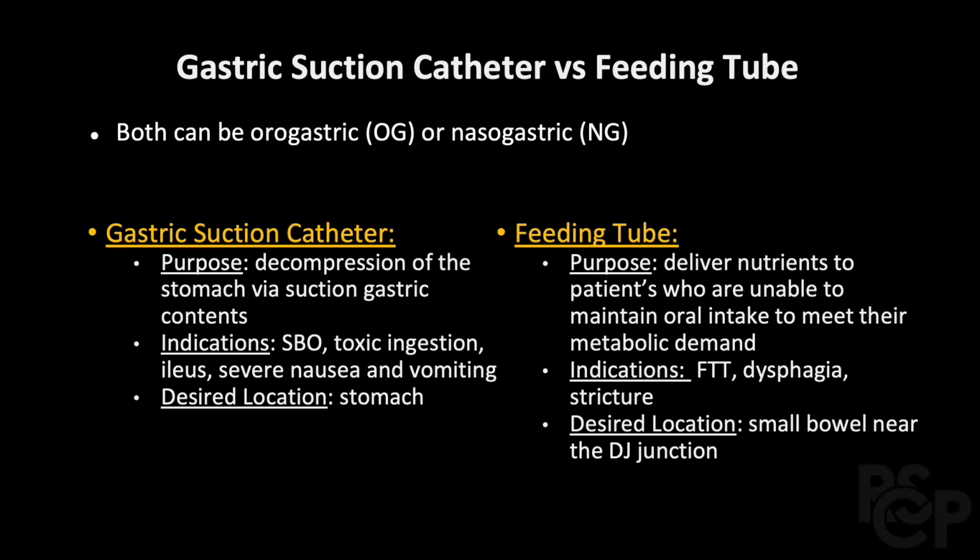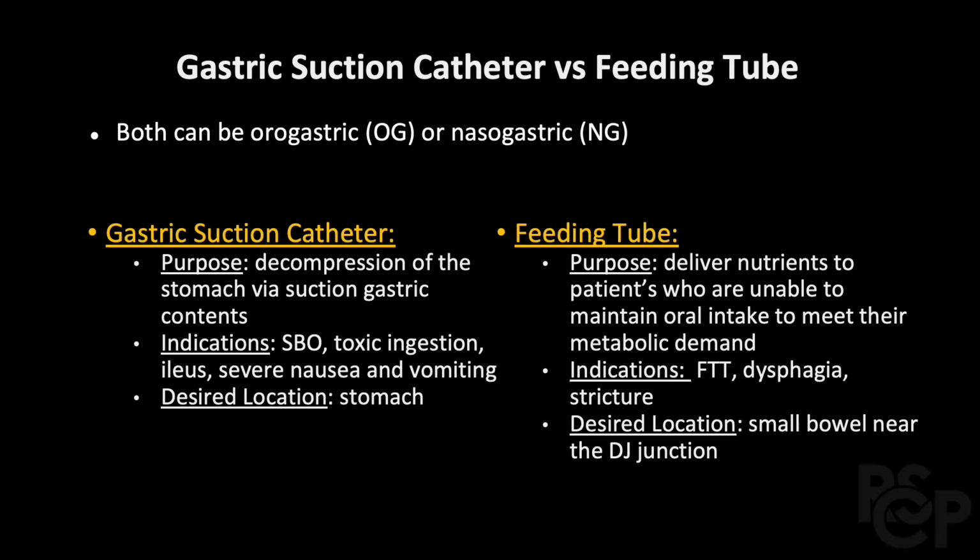A gastric suction catheter is used to decompress the stomach by suctioning out the gastric contents. Some of the indications for this catheter are small bowel obstruction, toxic ingestion, severe nausea and vomiting, anything in which the patient would benefit from having their gastric contents removed from the stomach. So the desired location for this catheter is understandably the stomach, as that's where you're trying to remove the contents from.